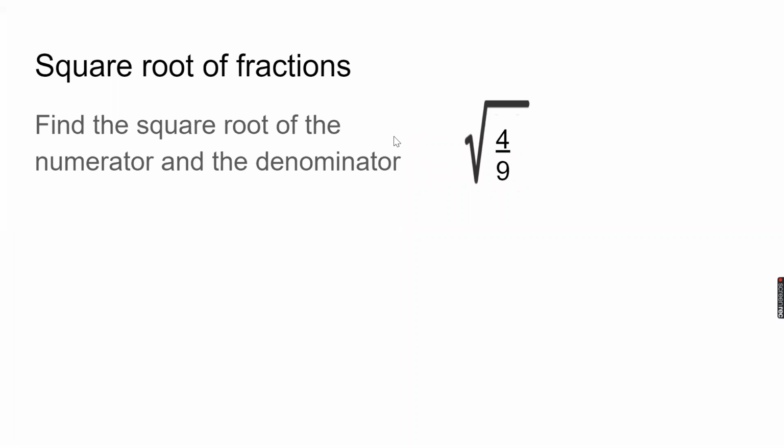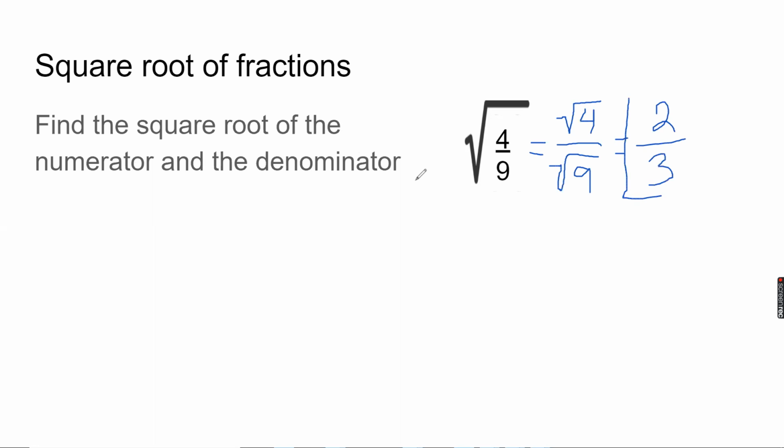We talked about this last time, but I just wanted to make sure that you guys understood this. Whenever you see a square root of a fraction, you're going to find the square root of the numerator and of the denominator. So when I'm looking at this problem, I'm seeing it like this. So I'm seeing the square root of 4 over the square root of 9. Square root of 4, I know, is 2. Square root of 9 is 3. And that's my final answer.